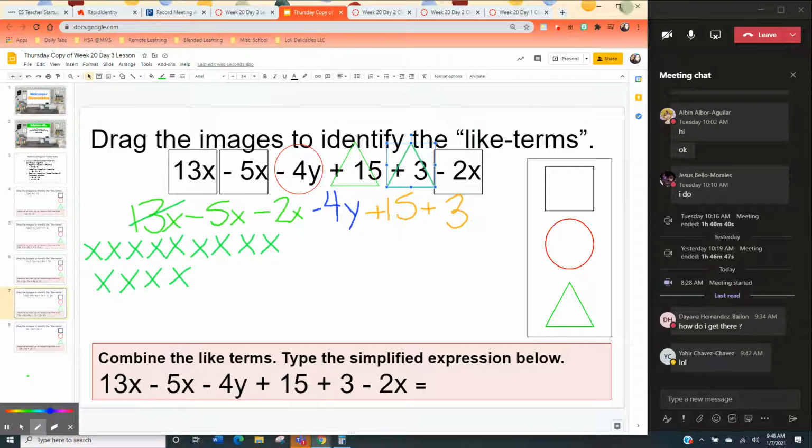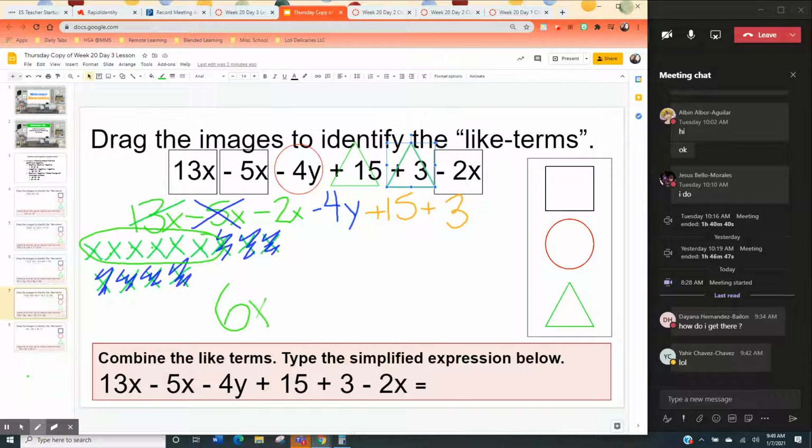Am I going to add more or take some away? I'm going to subtract. Perfect. So I'm taking away 1, 2, 3, 4, 5. Good. So I took that one away. But now it says minus 2x. So what else do I have to do now? And now I have to take away 2 more. So 1, 2. So now when I count what I have left, I have 1, 2, 3, 4, 5, 6 x.